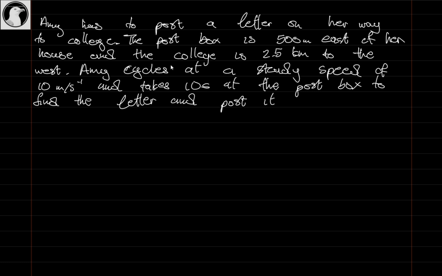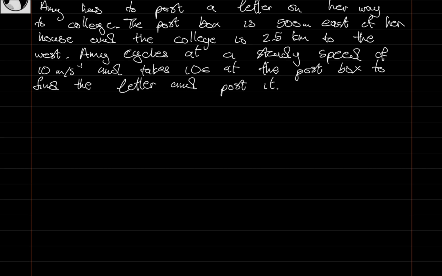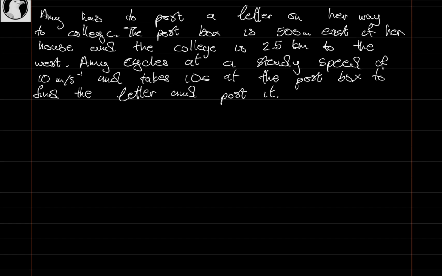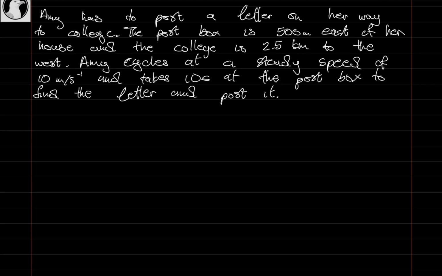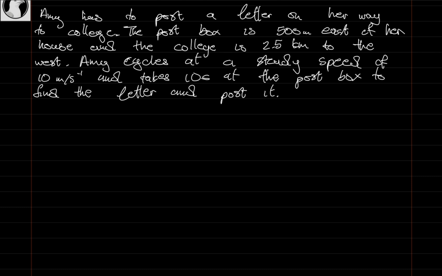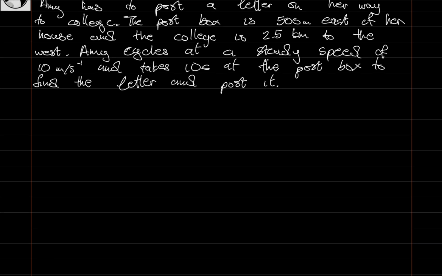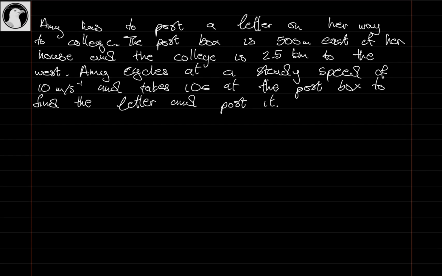Okay, so I've written down the example here, as you can see. Let me read it out in case you can't read some of these words. Amy has to post a letter on her way to college. The post box is 500 meters east of her house, and the college is 2.5 kilometers to the west. Now Amy cycles at a steady speed of 10 meters per second and takes 10 seconds at the post box to find the letter and post it. So she takes a bit of time at the post box. It takes 10 seconds from there.